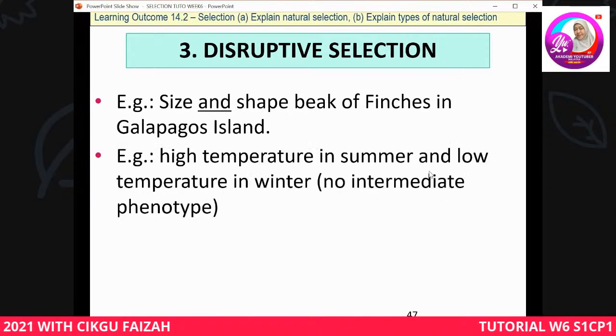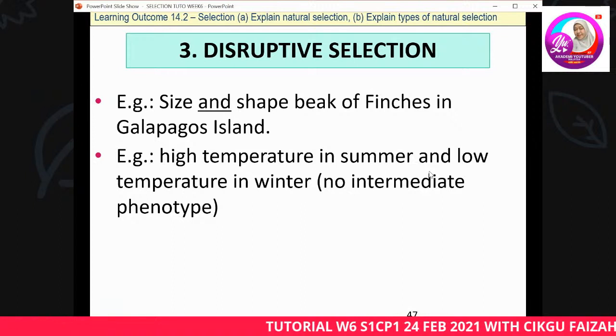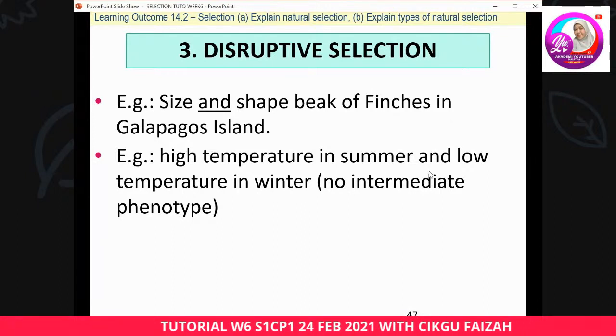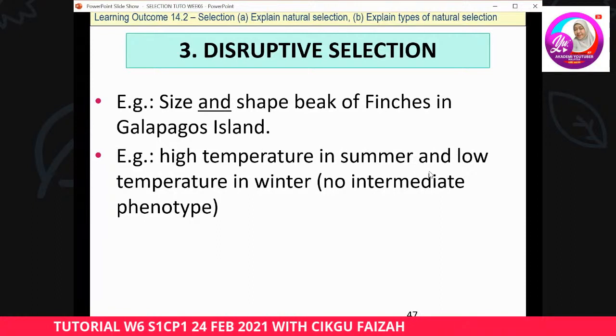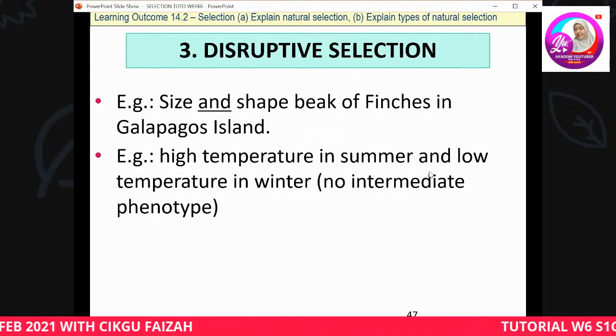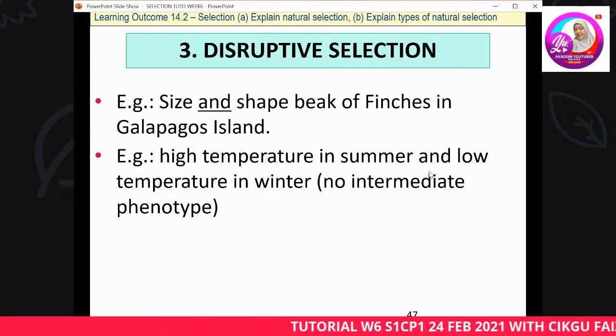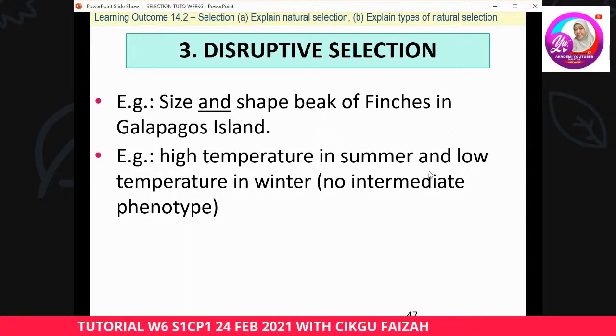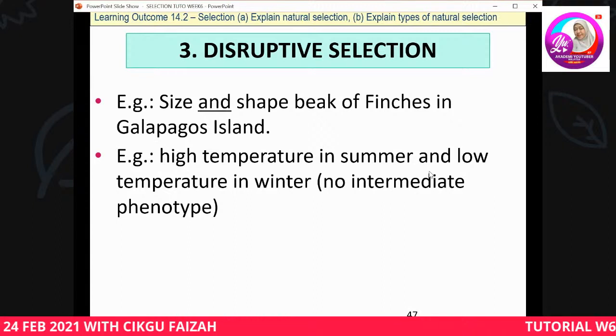Okay, so at Galapagos Island, there are only two conditions: high temperature in summer and low temperature in winter. There is no intermediate phenotype. There are just two phenotypes, where one can survive during the hot summer, the high temperature, or one population that can survive during winter, which is very low temperature.